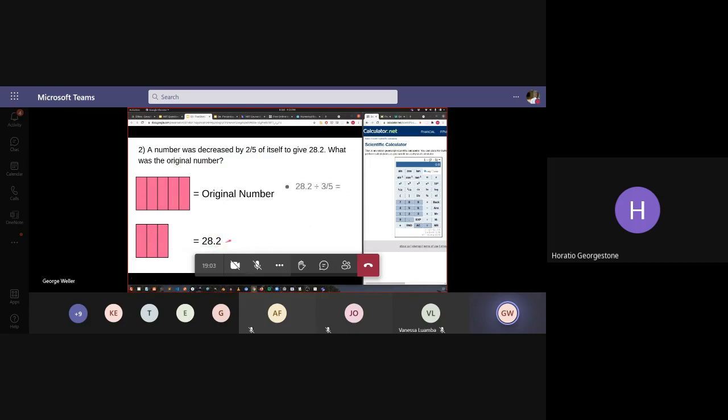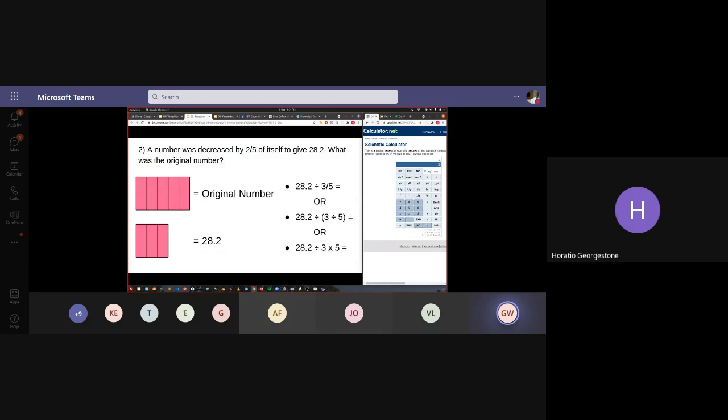So we want to divide 28.2 by 3/5, and there are different ways to do that. Let's say 28.2 divided by 3 times 5, and we get 47. Now you could also use the decimal 0.6, so 28.2 divided by 0.6, and we get 47. So there are different ways to do it.